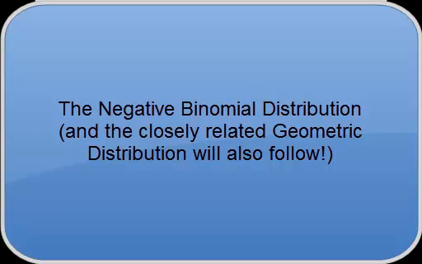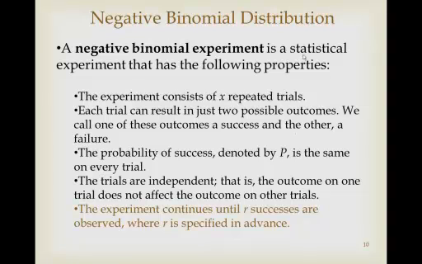Okay, now we're going to the negative binomial distribution. For this one, it is a statistical experiment that has the following properties. This actually is kind of close to just the binomial, but you'll see that there's this odd little twist to it. The experiment has X repeated trials. Each trial has 2 possible outcomes. Sounds familiar. The probability of success is the same on every trial. They're independent, right? So this is sounding pretty close.